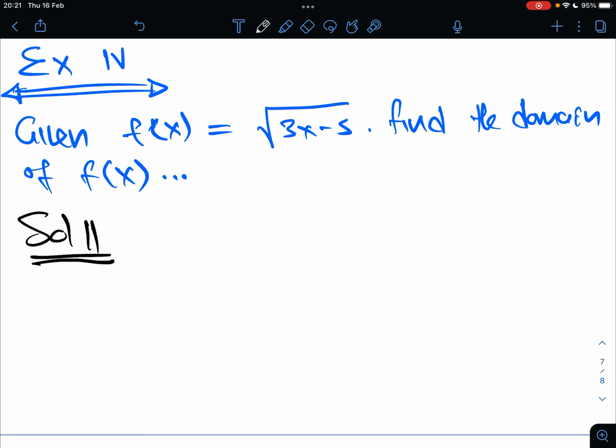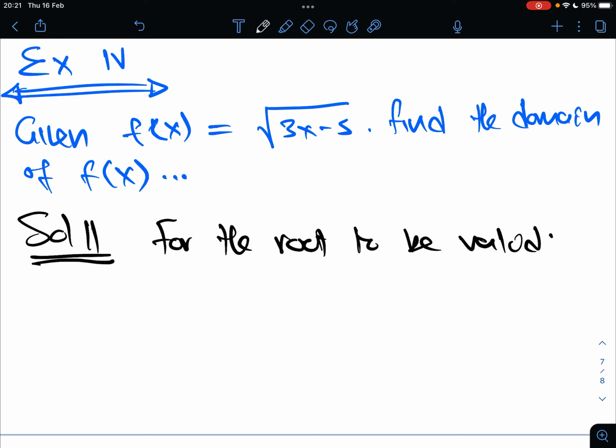We know that for the root to be valid, what must be the case? For the square root to be valid, we know that 3x minus 5 must always be greater than or equal to 0. So it follows from here that x must be greater than or equal to 5 over 3.